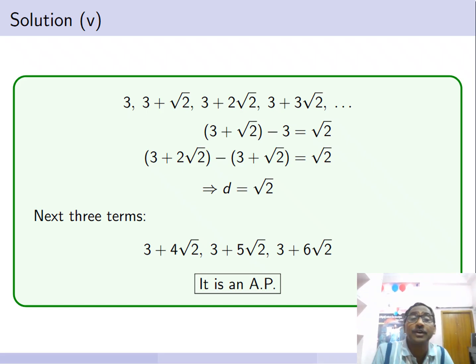Next, the solution for the fifth one: 3, 3 plus root 2, 3 plus 2 root 2, 3 plus 3 root 2 and so on. So 3 plus root 2 minus 3 is root 2. 3 plus 2 root 2 minus of 3 plus root 2 is equal to root 2. So D equal to root 2. Next three terms: 3 plus 4 root 2, 3 plus 5 root 2, 3 plus 6 root 2. Therefore it is an arithmetic progression.